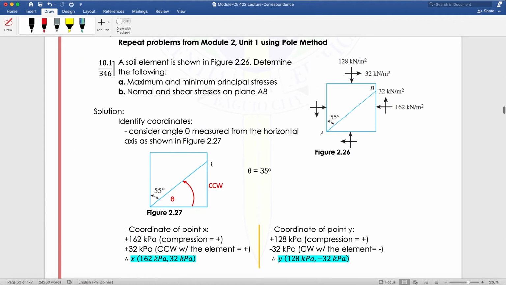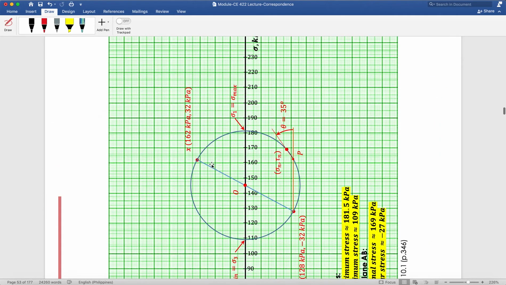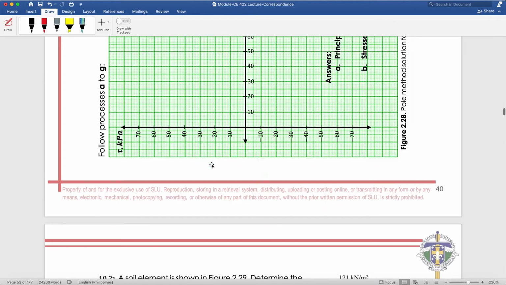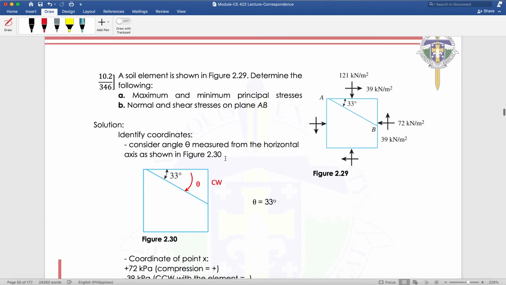Next problem, problem number 2. Same procedure. I'll be determining my points. So this is point Y, this is point X. So the coordinates of Y would be positive 121 compression and negative 39 because it is rotating clockwise. For point X, we have positive 72, positive 39.